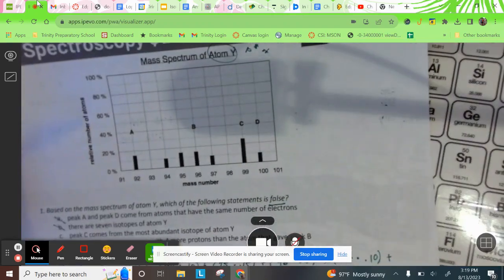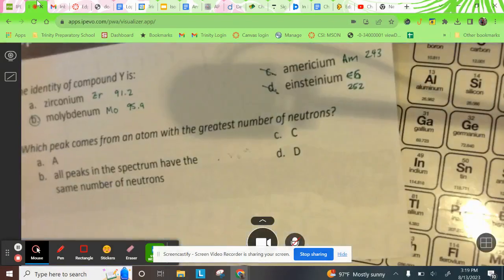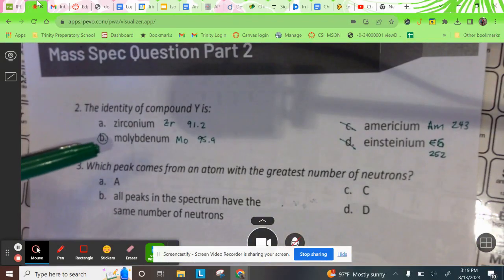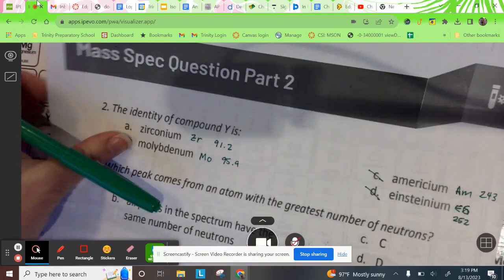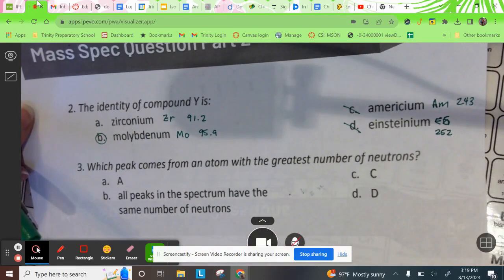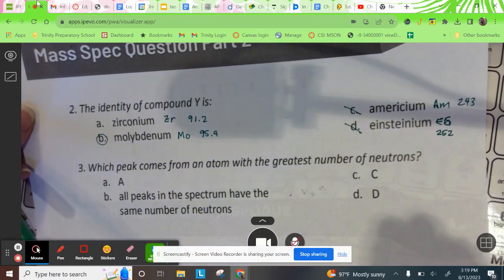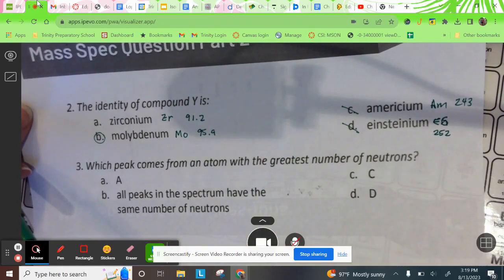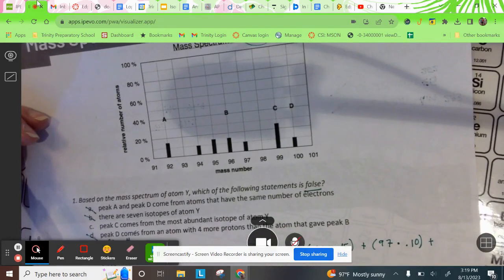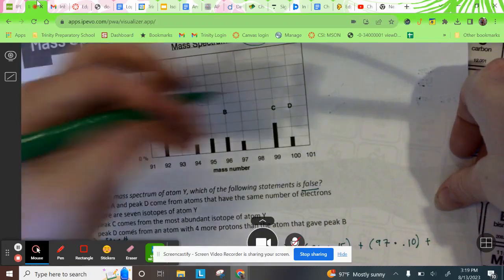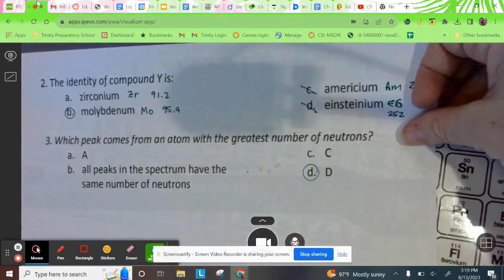So let's continue on. Okay, another question they could ask you: which peak comes from an atom with the greatest number of neutrons? So remember, greatest number of neutrons, that is the difference. Isotopes have different numbers of neutrons. So the difference in number of neutrons is going to be the one with the highest mass, right? The highest mass that we have here. So the one that has the highest mass is who? Not the percent abundance, the highest mass. So the one that's 100 here, which is in this case D.